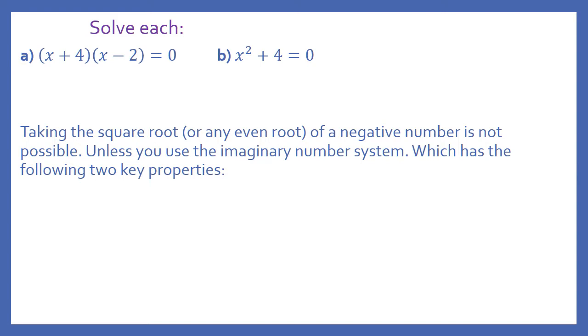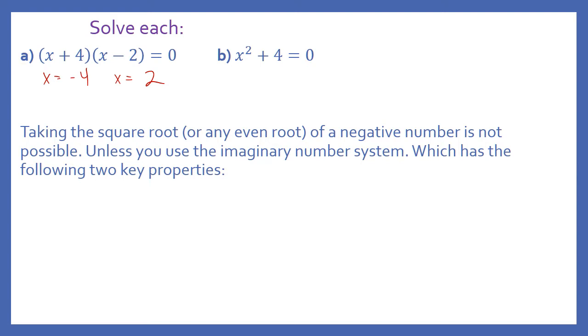Solve each. Solving a quadratic means finding the zeros. First one's already factored for us, so it's pretty easy. What makes our first bracket 0? X equals -4 and x equals 2. Easy.